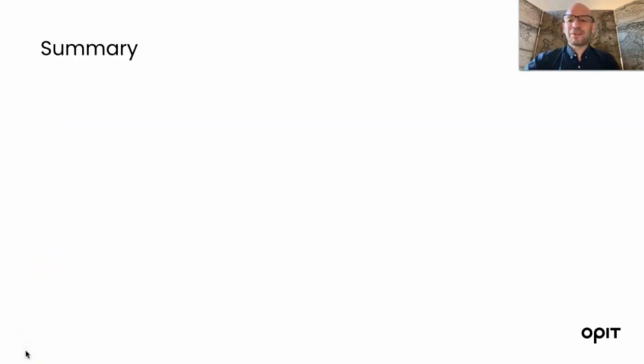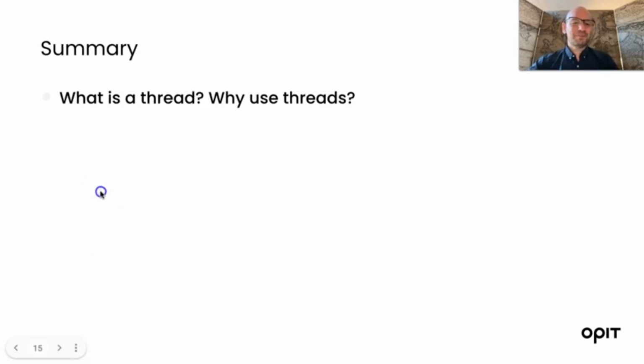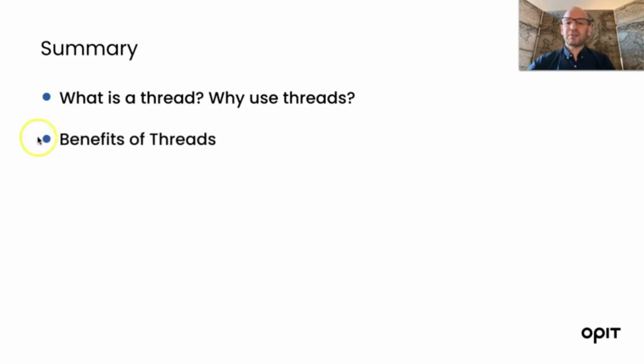All right, so just to summarize what we talked about today in this session, we looked at what is a thread and why we would use threads. With an application, we can create multiple threads, which can be run on our CPU that allow us to use our processor more efficiently, for example. We looked at the benefits of threads. Again, with multi-threading, we can optimize access to our processor or processors if we're dealing with more than one.